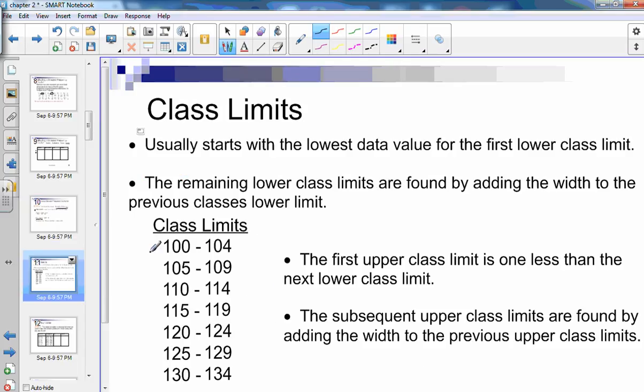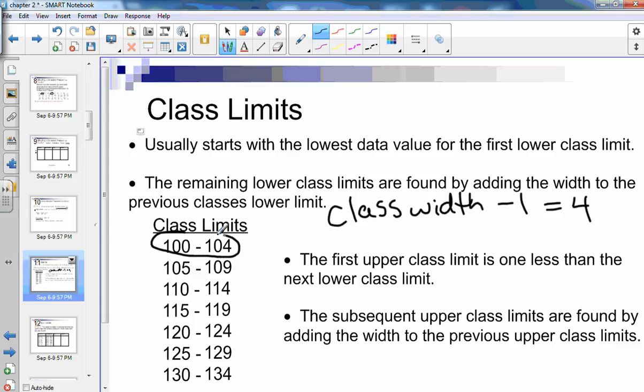Now, to construct each one of these classes, normally you start with the lowest number, whatever the lowest data value is. In this case, the lowest data value was 100, so we start with that. Now, whatever the class width was, take that number and subtract 1. That's what you're going to add to get each one of these classes.